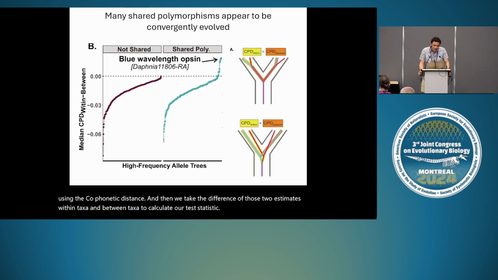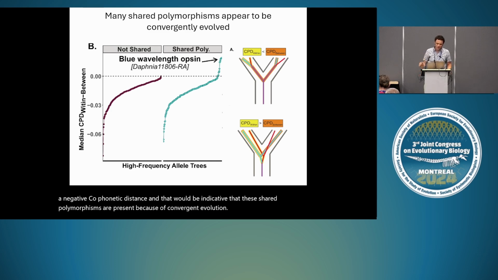Okay, so panel B here is showing this difference of the cophenetic distance for our control, not shared polymorphisms, as well as our shared polymorphisms. And what you can see is that the vast majority of these mutations have allele trees which resemble the species trees. That's a negative cophenetic distance. And that would be indicative that these shared polymorphisms are present because of convergent evolution.